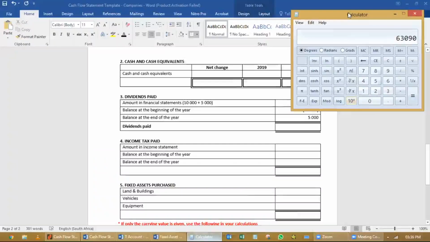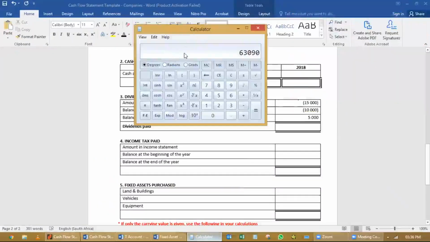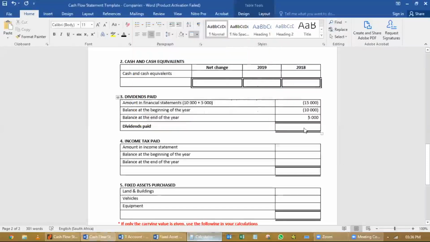Then take the calculator again and just calculate this. Let me just move it over here. So we have 15,000. So it's in brackets, so it's minus 15,000 minus 10,000 plus 5,000, which means I paid my dividends of 20,000, which left my bank account because these are amounts I've already paid, but this was an inflow. So you see it's two outflows and an inflow, which gives me a balance of minus 20,000. Right.